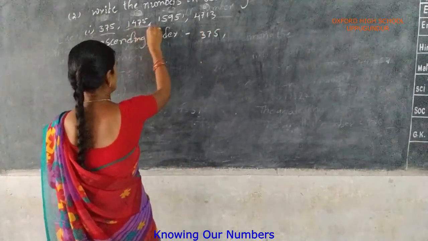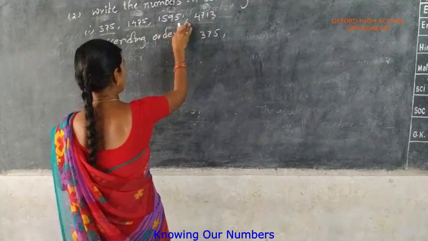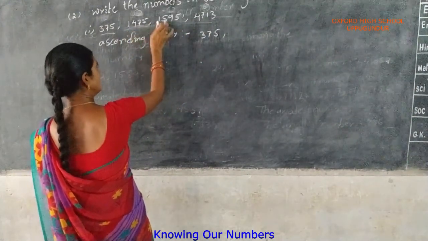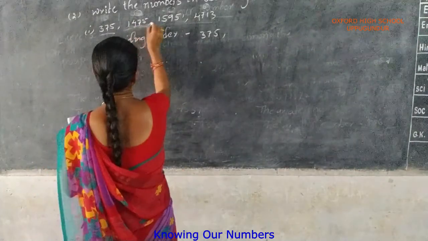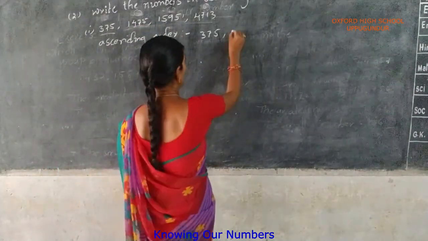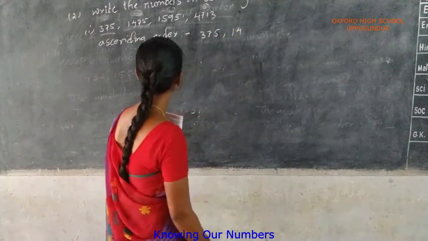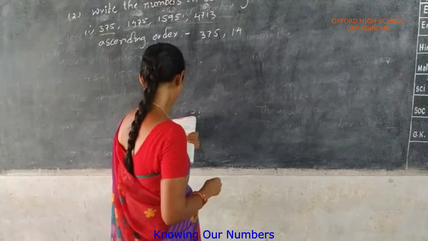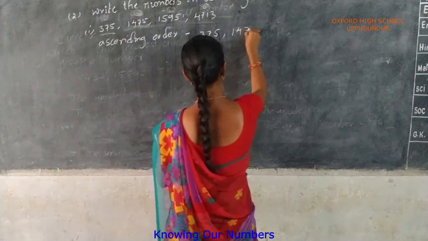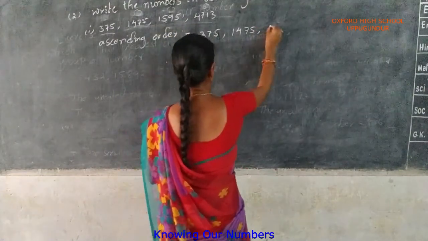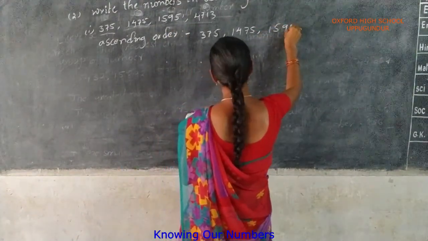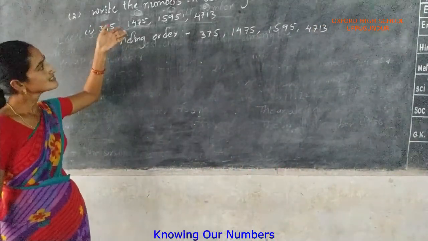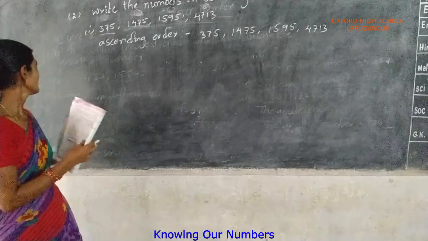375. Next, another 4-digit number. Comparing the thousands place, 1 is the same, and comparing the hundreds place, 4, 5. Which is smallest? 475, and comparing with 1595, 4130. These are the same answer, only the question differs. Next, second one.